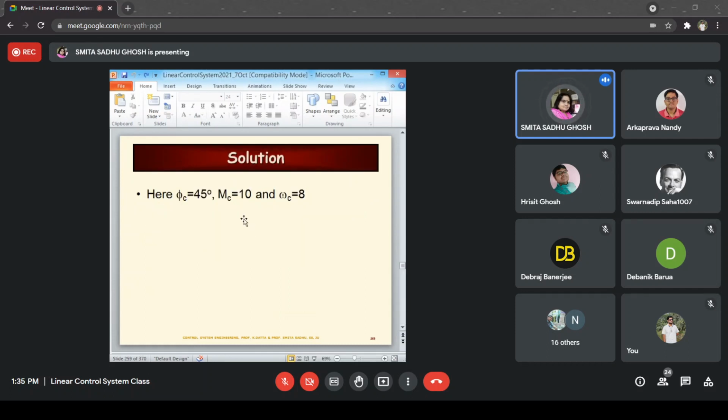So here I come to this slide: phi c is equal to 45 degrees, MC is equal to 10, and omega c is equal to 8 radians per second. Those are already given to us. How would we proceed from there? We would frame the quadratic in alpha and solve for alpha, then put that in the expression for A and get the A value. So alpha and A are the two parameters that we require.